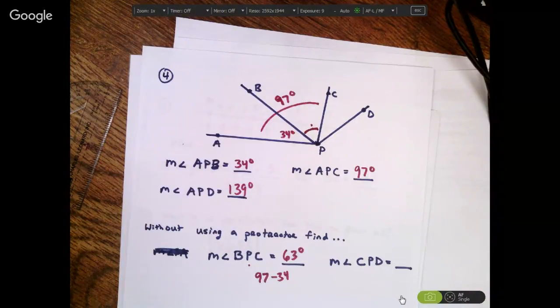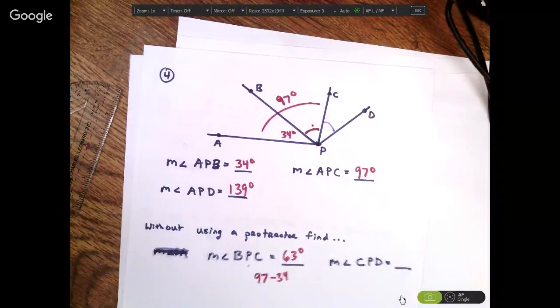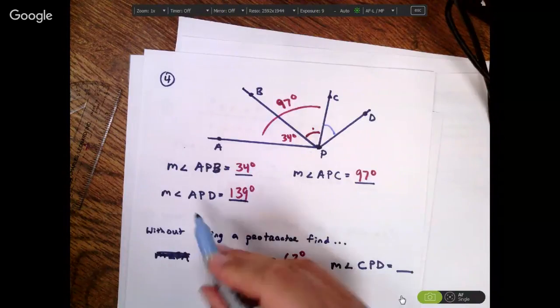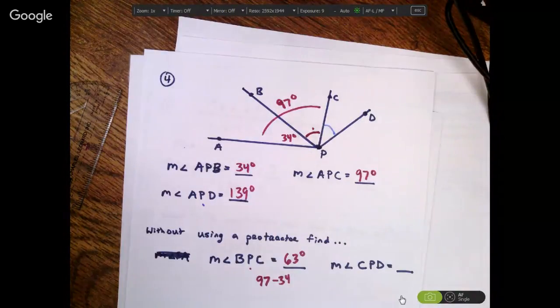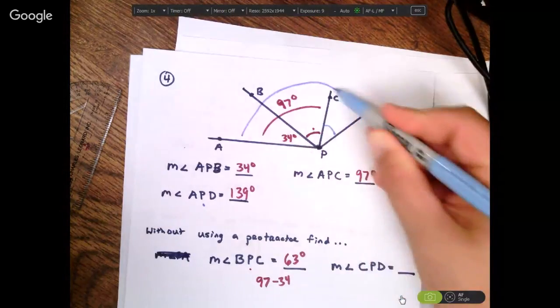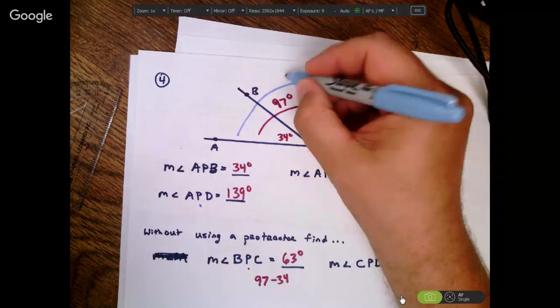So the next question says, what is CPD? They want to know what that part is. Well, it's helpful that I know what APD is. So APD is this whole large angle. Notice I made that arc go all the way through there, and that's 139.